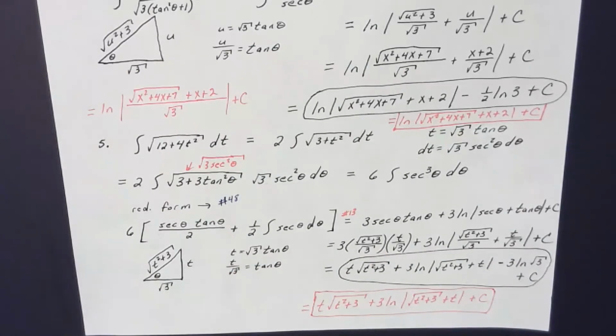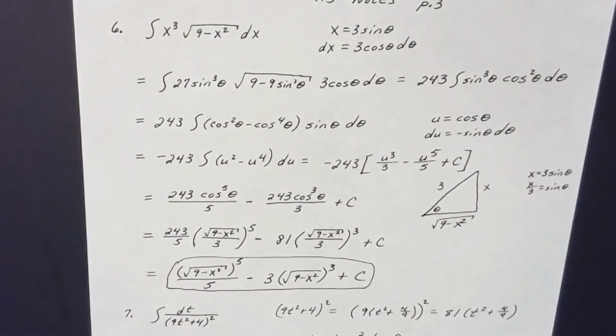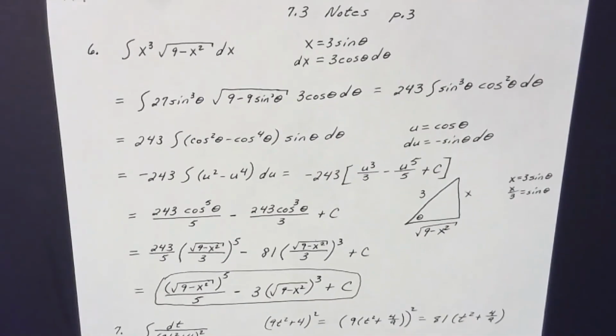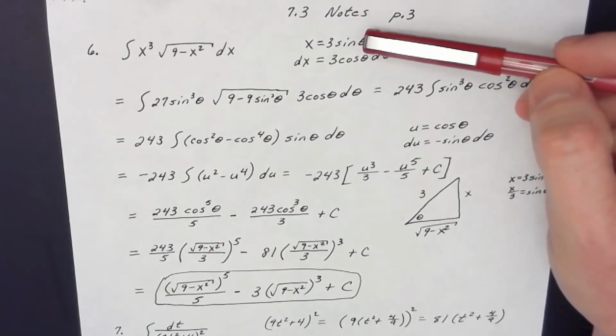Now you're thinking, well, okay, is that where the cool problems end? Oh no! One more page. So let's look at number 6 here together. We have the integral of x cubed over the square root of 9 minus x squared, and we're integrating this with respect to x. Okay, so in this problem, I'm doing a sine substitution, and you need to see that.